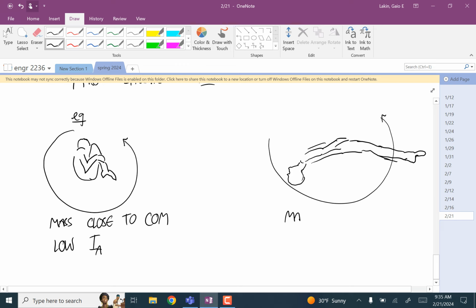Here the mass is, well, you could put some mass farther from the center of mass if you lifted your arms up over your head. I don't know why nobody does that, but it's just not a thing people do. But here the mass is far from the center of mass. That means this is a high mass moment of inertia.